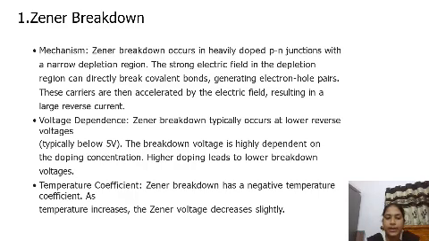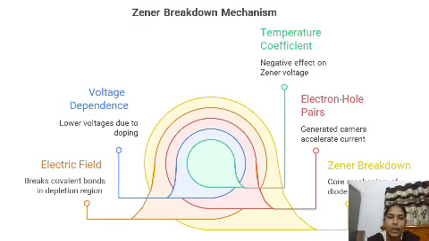Voltage dependence. Zener breakdown typically occurs at a low reverse voltage, typically below 5 volts. The temperature coefficient. Zener breakdown has a negative temperature coefficient. As temperature increases, the Zener voltage decreases slightly. This is the Zener breakdown mechanism.